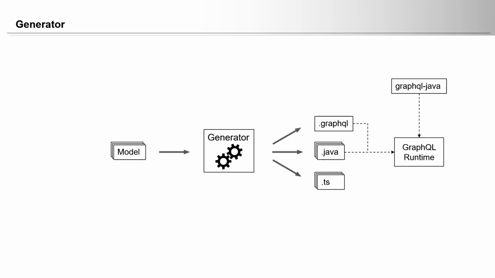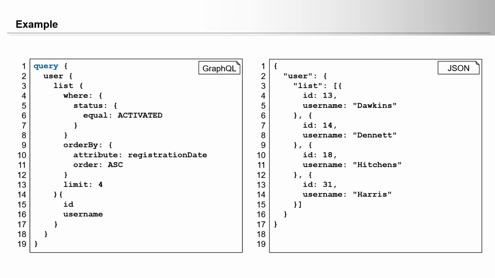Second, we generate Java classes that implement the necessary backend logic to power our API. These work together with the open source GraphQL Java runtime engine and our generated schema to enable the fully functional GraphQL API. In this example query, we request a list of user objects.